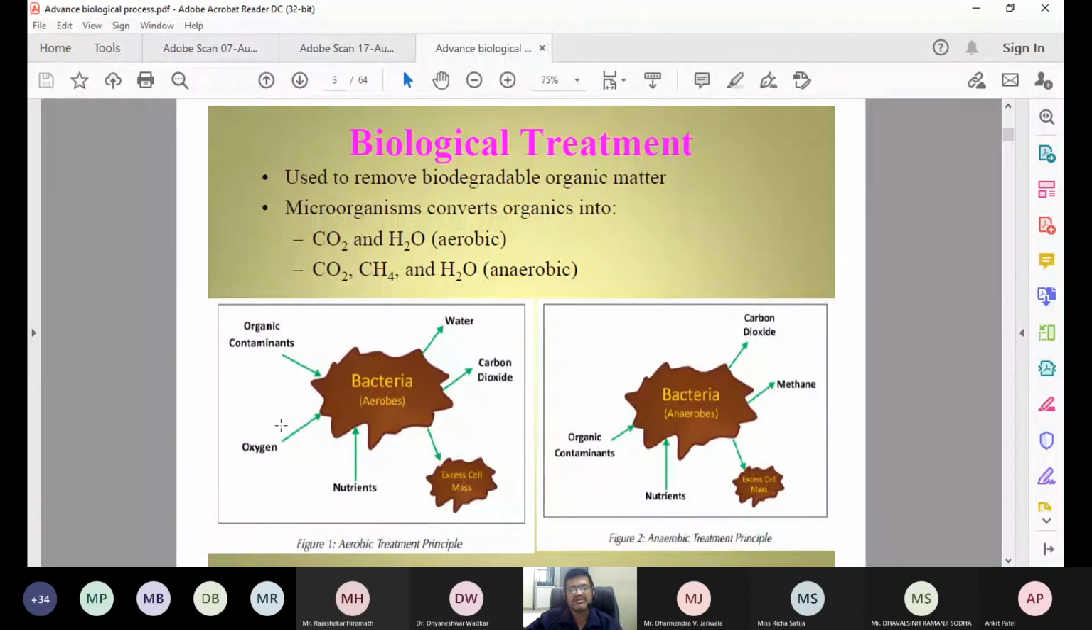So oxygen plus organic matter, this is the reaction you should note down. Organic matter plus oxygen gives CO2 plus H2O plus energy. The bacteria will get energy. They will take the oxygen and organic matter as food. That is the food for them.